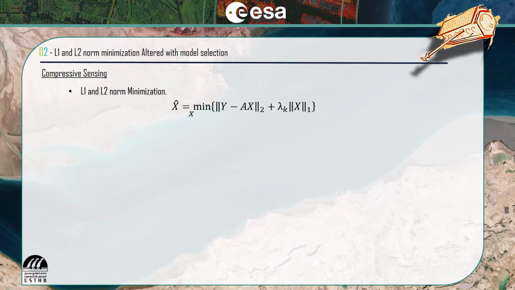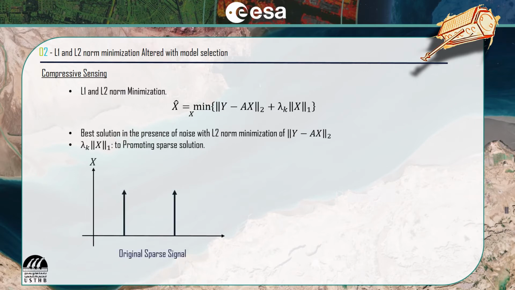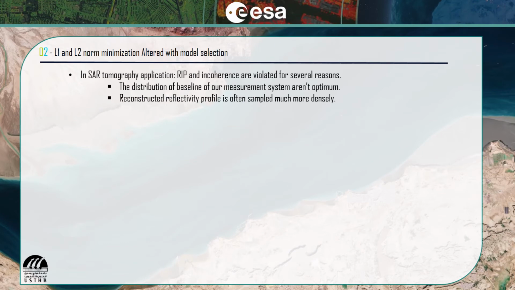In the presence of noise, the L1 and L2 norm minimization is more adequate for this sparse reconstruction. The L2 norm minimization can help to find the best solution in the presence of noise. The second factor depends on the L1 norm minimization, which is used to promote sparsity within the solution. In SAR tomography applications, the RIP and the incoherence are violated for several reasons. The first is the distortion of the baseline, as our measurement systems aren't optimum. The reconstructed reflectivity profile is often sampled much more densely. This is why the reconstructed signal approaches the solution but with several outliers.